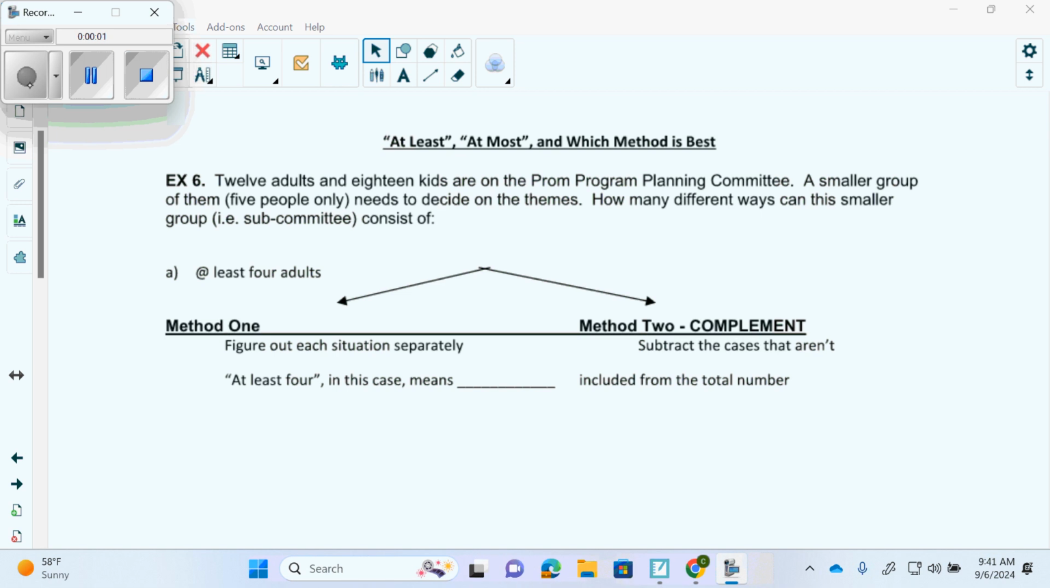So we're doing at least and at most, and then which method is best. But like I said to you today, we're just going to do the one method anyways. We're not going to do the complement because I don't want to overwhelm you.